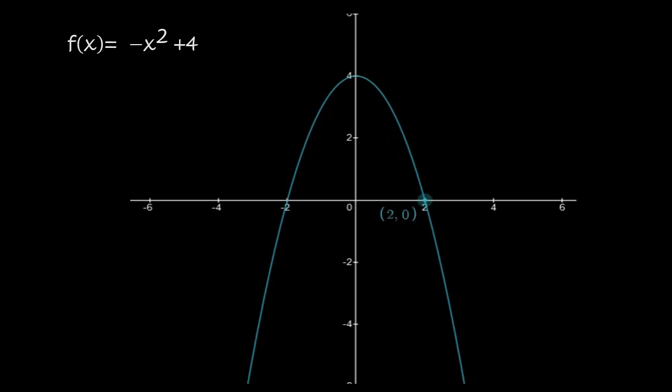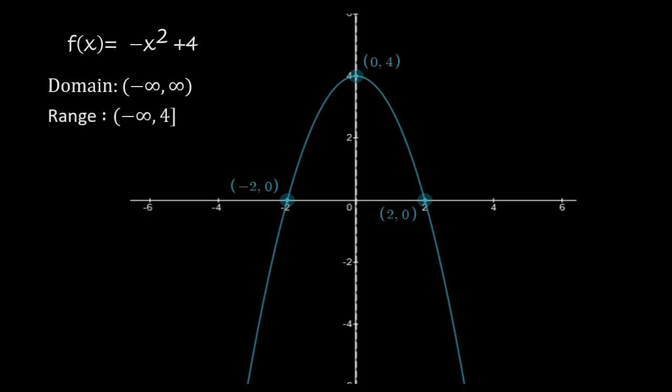Don't forget, the axis of symmetry here is x equals 0. And the domain is negative infinity to positive infinity, and the range is negative infinity to 4. And notice the vertex is the same as the y-intercept in our case.